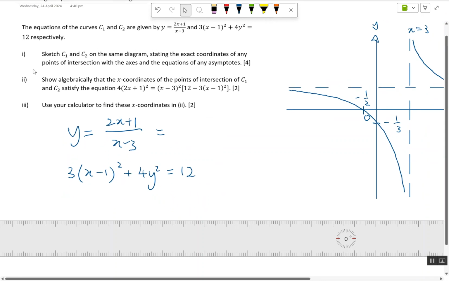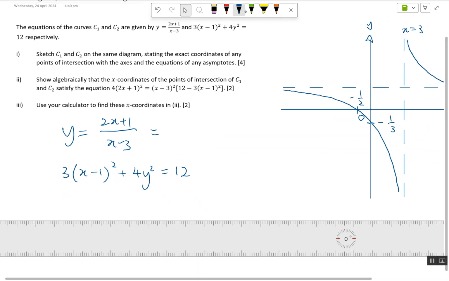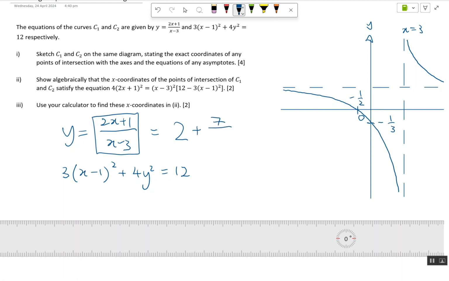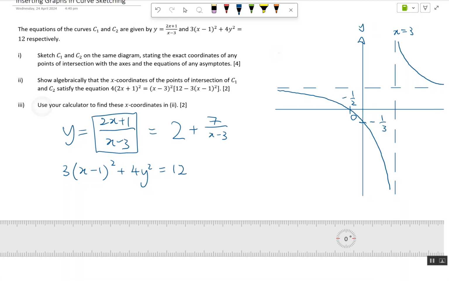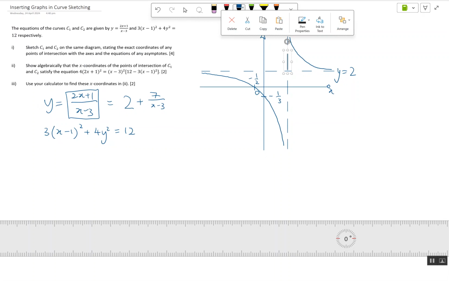At this point, you should know that when you see a graph that is going to be this way, you have to do long division, and you are going to get 2 whole plus 7 over x minus 3. Okay, and with this, you have to identify your two asymptotes. The horizontal asymptote is y equals 2 based on this number, as well as the vertical asymptote is x equals 3.